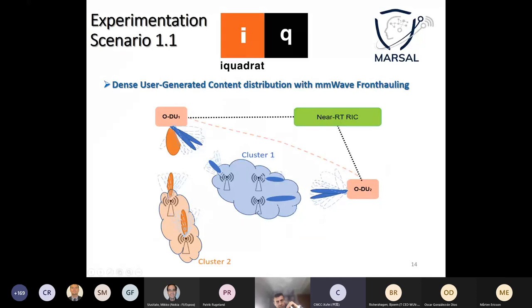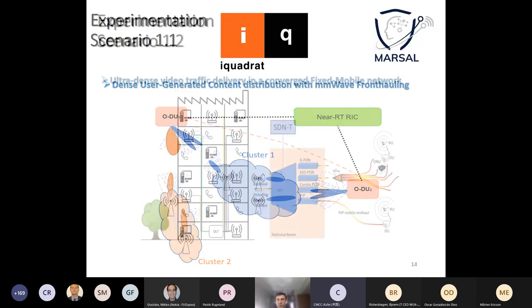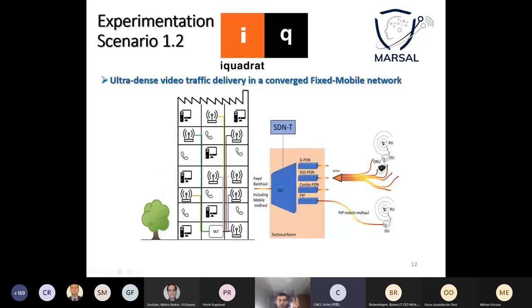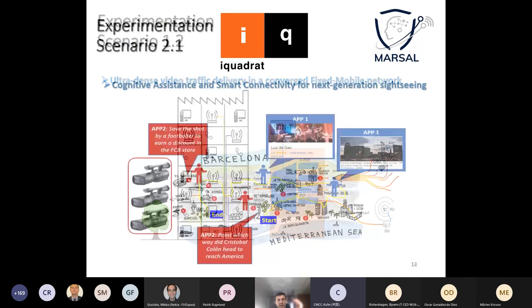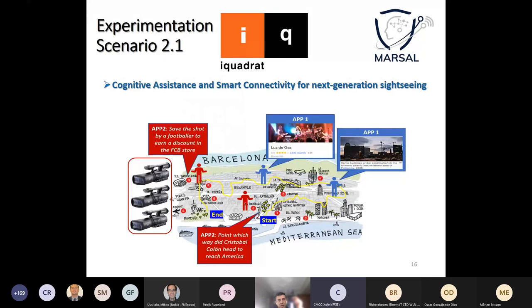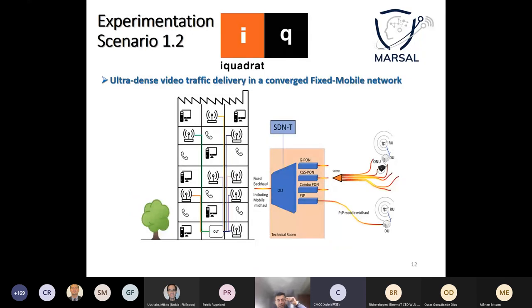We also have the second approach for the radio edge, the hybrid massive MIMO fronthauling solution. The performance is evaluated by considering a pre-recorded video content in a video streaming MEC app deployed at the regional edge node. The second scenario is about ultra-dense video traffic delivery in a converged fixed mobile network. Here we consider the fixed mobile convergence approach, where we have both the fixed network elements, the point-to-point and the point-to-multipoint approaches, and the evaluation is by considering a pre-recorded 4K video, both for upload and download, through a video streaming MEC application deployed at the regional edge.